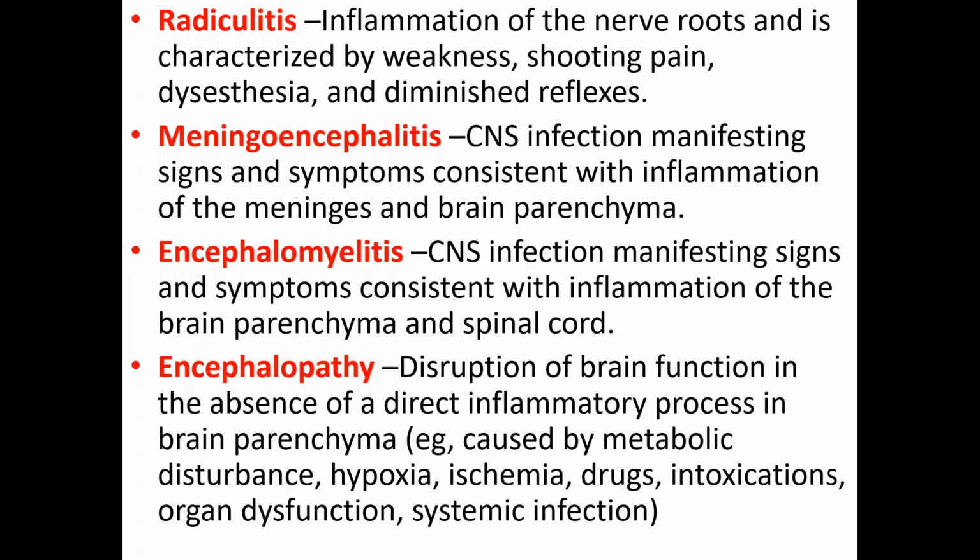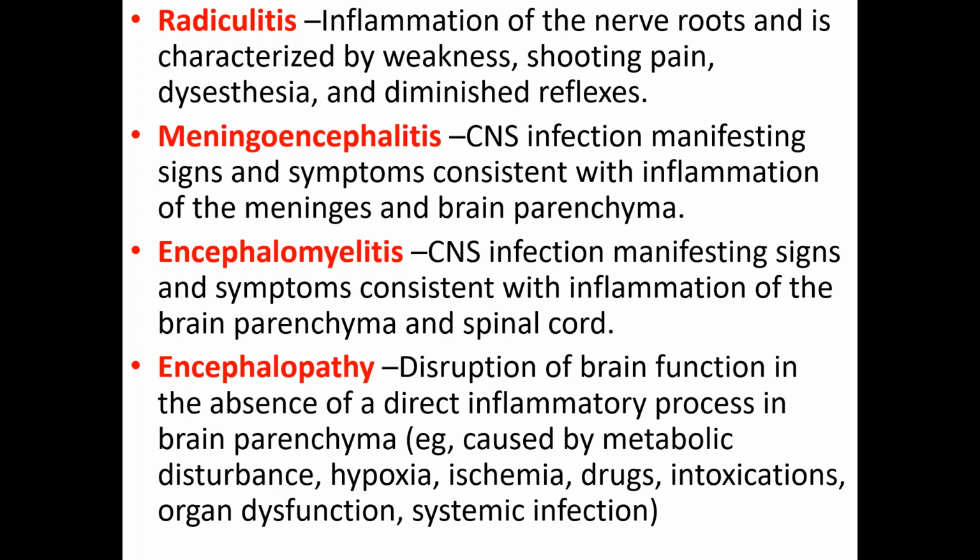Then we go on to meningoencephalitis or encephalomyelitis, depending upon where the infection starts. If the CNS infection starts with the meninges and goes on to the brain, or starts with the brain and goes on to the meninges, it will be called meningoencephalitis or encephalomyelitis. Then there is a condition called encephalomyelitis. This is when the brain and the spinal cord are inflamed. These are essentially chronic infections which occur mostly in viral infections.